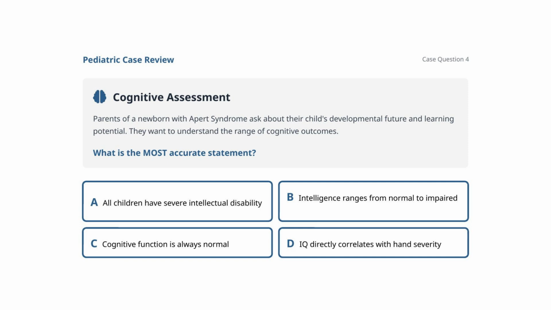Parents of a newborn with Apert syndrome ask about their child's developmental future and learning potential. They want to understand the range of cognitive outcomes. What is the most accurate statement regarding intellectual development in Apert syndrome?